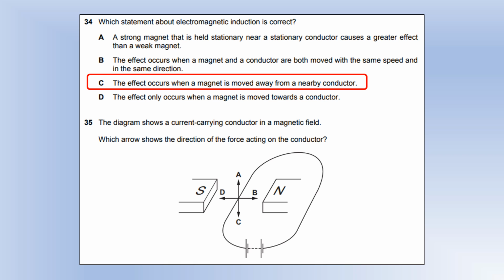Diagram shows a current carrying conductor in a magnetic field. Which arrow shows the direction of the force acting on the conductor? So the thing to remember is current comes out the long side of that battery. So current is going up or into the page in your diagram. So that's where my middle finger of my left hand is pointing. The field is going from right to left because it goes from north to south. So you can see my thumb is pointing upwards. That's going to be the direction of the force.